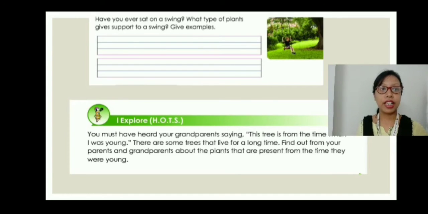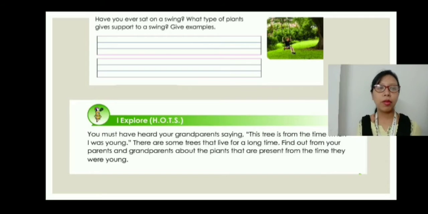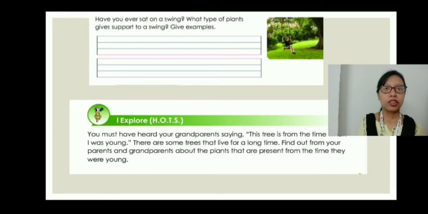Have you ever sat on a swing? What type of plants give support to a swing? Give examples. Now, most of you have sat on a swing, right? We have sat on a swing and we have enjoyed the swing. But there are some trees or plants where we can tie the rope and swing also. Now, what type of plants can we tie the swing to? These will be the big trees having broad and strong stems. So like banyan tree and all. So the answer I will be giving you in the Google Classroom.